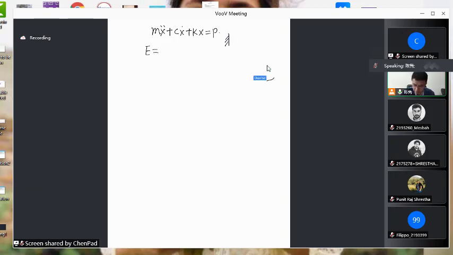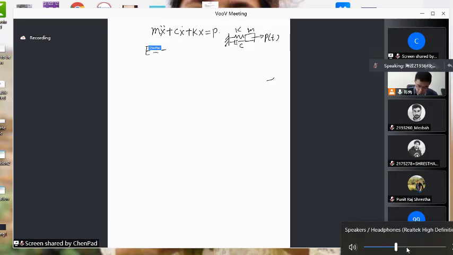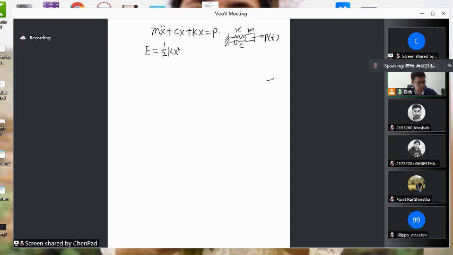Anyone? Then we have a system like here. The energy, kinetic and potential energy together. You can put them together, so it should be the total energy. So it should be one half k x squared, right? And one more, plus what? Plus one half m x dot squared. So this is the energy, right?